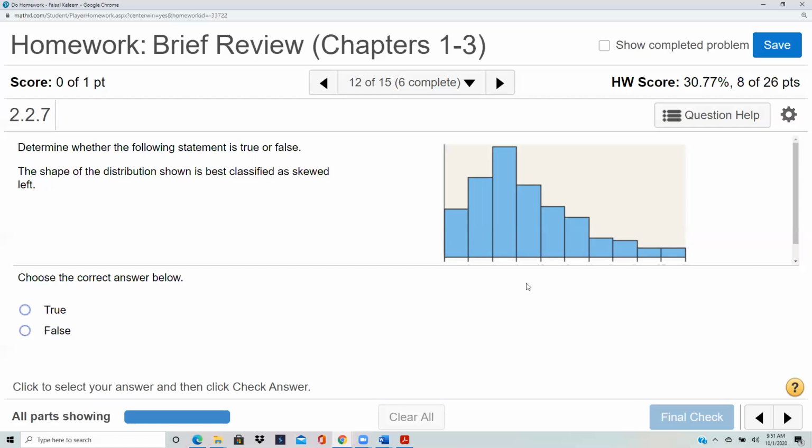So you probably know skewness pretty well. Yes. And it said that this is skewed to the left. That would be false because that's skewed to the right.